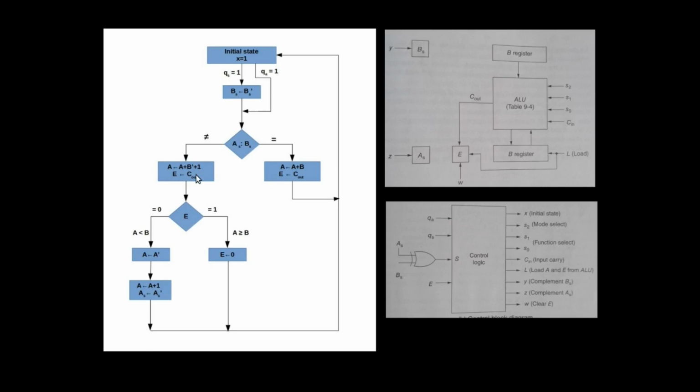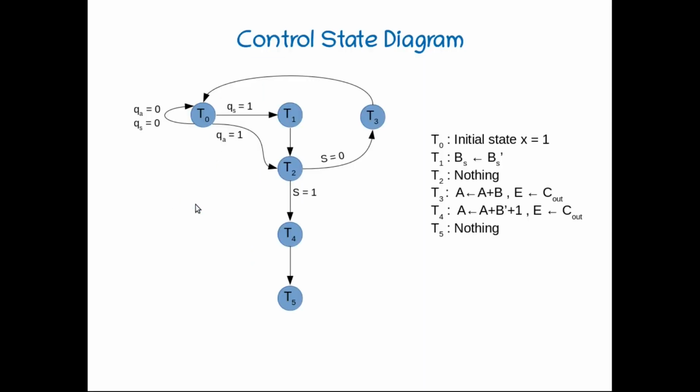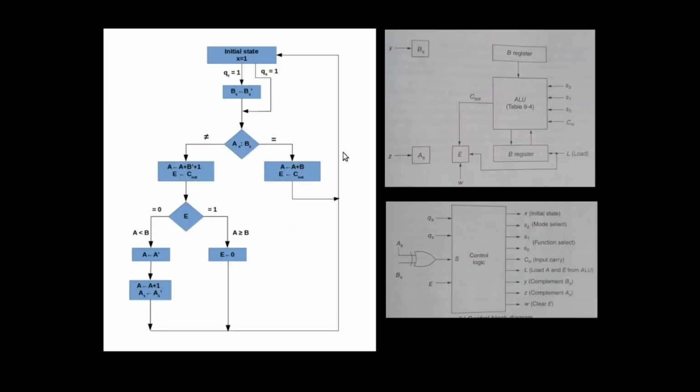Now we reached here. Then the next state is the T5 state. In T5, do nothing. Here, we reached here. Then if E is equal to 0, E equal to 0 means A is less than B. In that case, we have to create another state corresponding to this block.